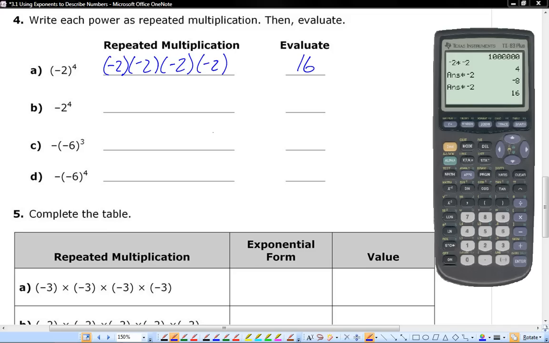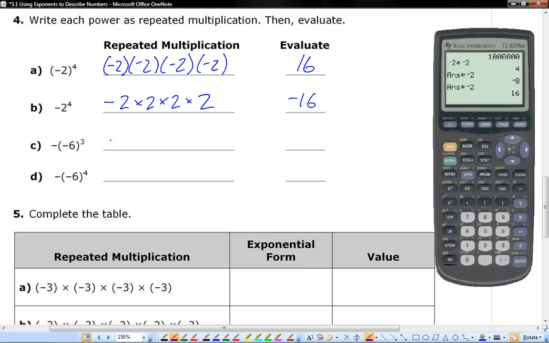Part B looks a little bit different, and what it means is negative 2 times 2 times 2 times 2. Notice there's only one negative sign there, so the answer is negative 16. It's the opposite of what we had in part A.